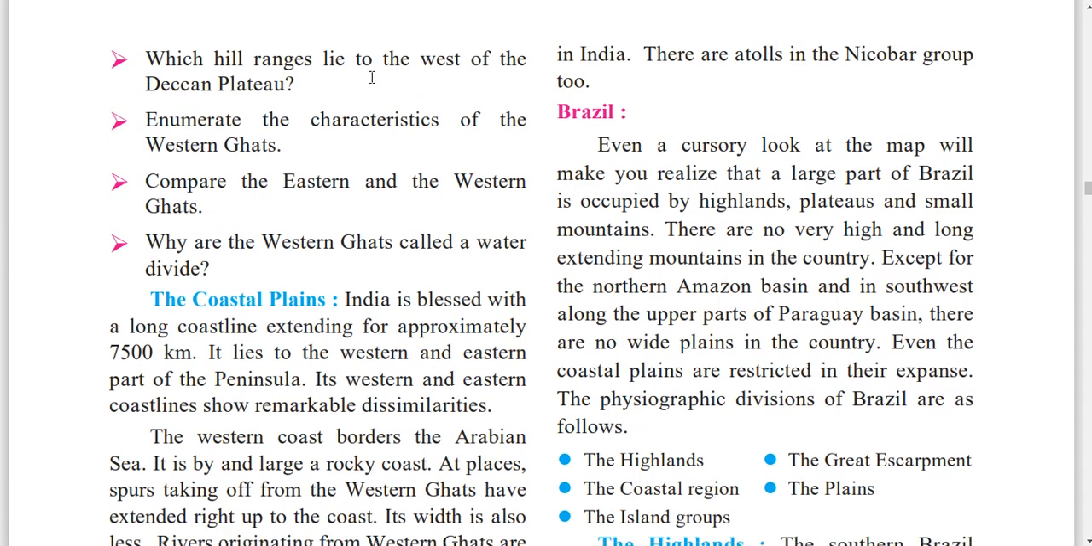Which hill ranges lie to the west of the Deccan Plateau? Enumerate the characteristics of the Western Ghats. Compare the eastern and the western Ghats. Why are the Western Ghats called a water divide?